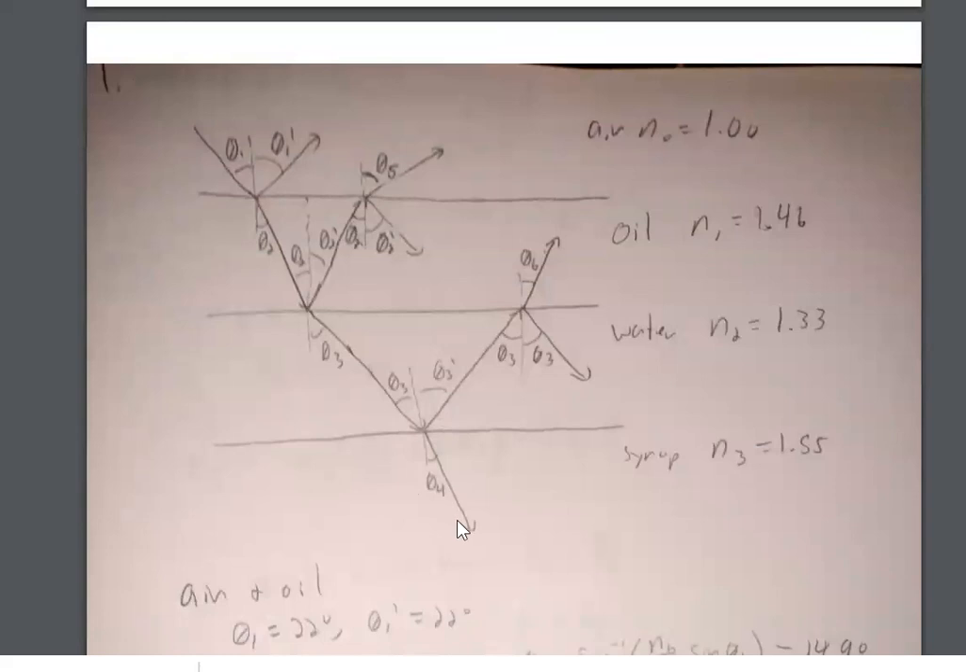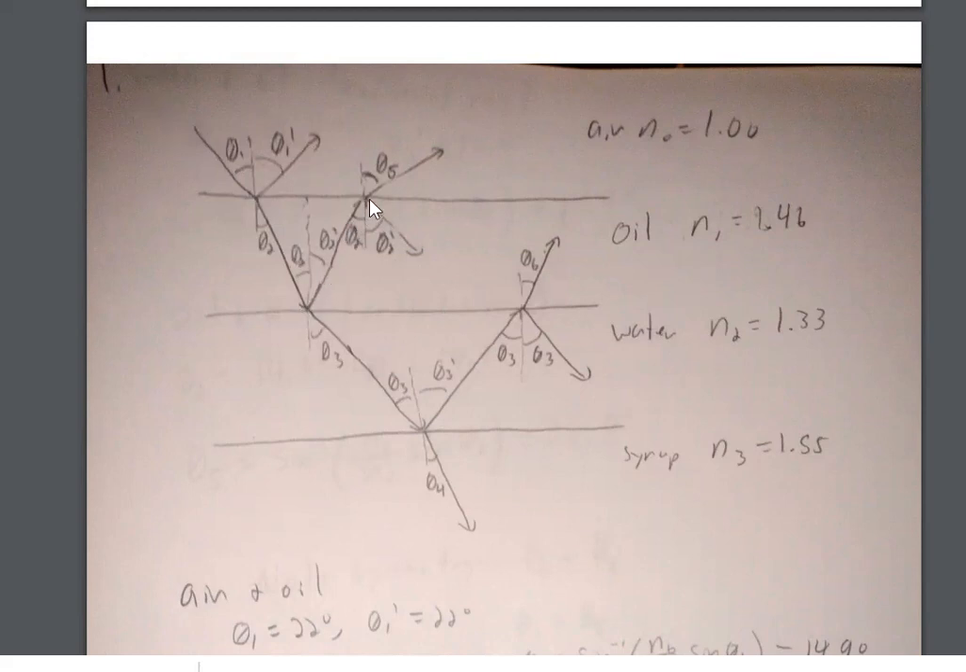So I've drawn this diagram here. There's a whole bunch of different angles. Up here, our θ1 is that 22 degrees. That's the incident angle when the light is traveling from the air into the oil. Now, part of that is reflected and part of that is refracted. When the refracted ray comes down here and hits the boundary between the oil and the water, part of it is refracted and part of it is reflected.